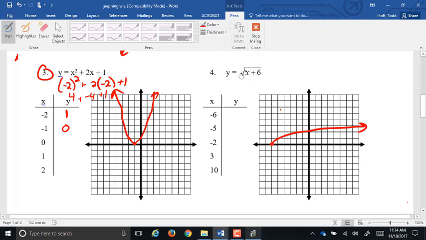The reason for that is on number 4, if x is -6, -6 plus 6 is 0, and the square root of 0 is 0. That works fine. But if x were -7, what's -7 plus 6? -1. And what's the square root of -1? Your calculator would give you an error, wouldn't it? You can't take the square root of a negative number. So x cannot be any smaller than -6 because we can't take the square root of a negative.